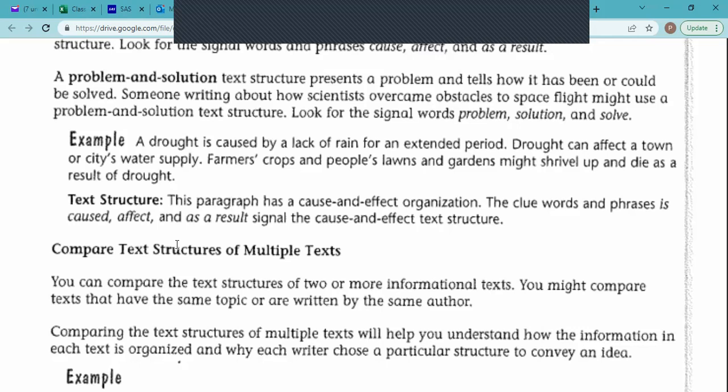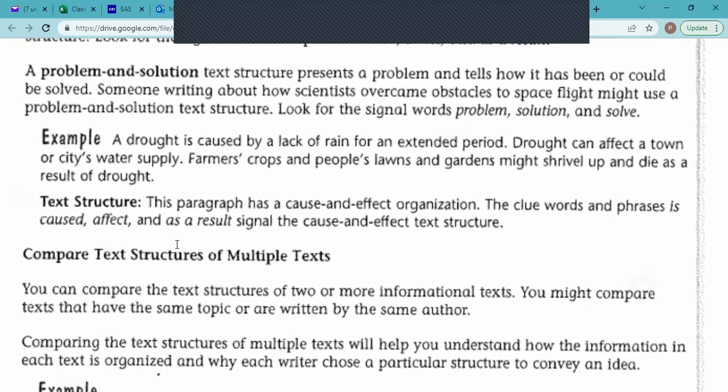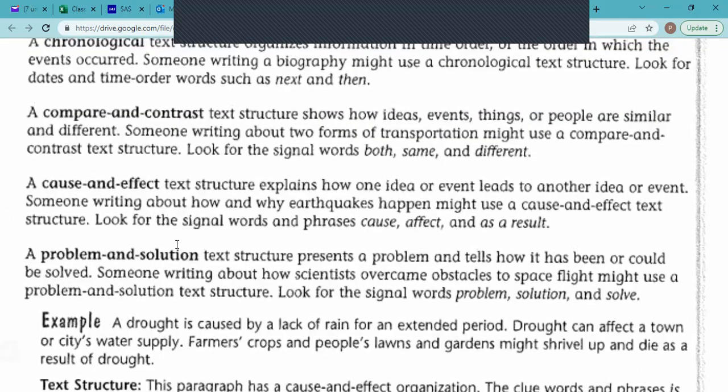All right, so for example, a drought is caused by a lack of rain for an extended period. Drought can affect a town or city's water supply. Farmers' crops and people's lawns and gardens might shrivel up and die as a result of this drought. If you take a look at this particular paragraph, it is going to be one of the above. So chronological text. Well, first off, I don't really see anything like dates. I don't see first, next, last. I don't see any of those keywords.